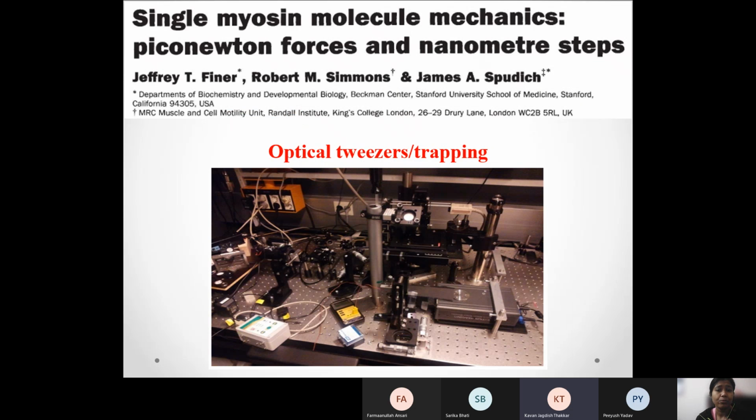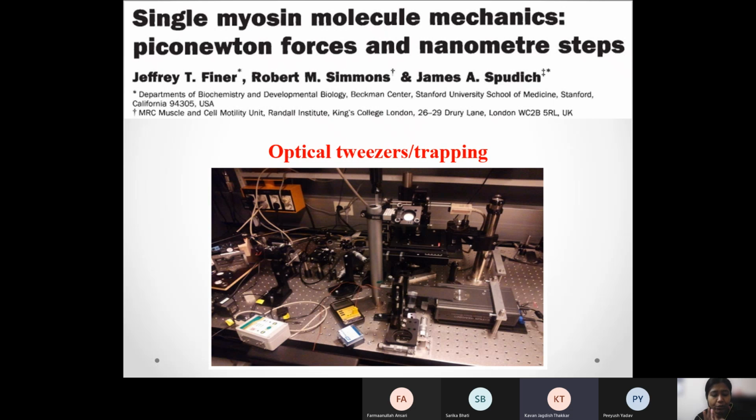Now in comes a person who was studying motors, biological motors, and he decided that we should be using something to actually measure, quantitatively measure, what kind of forces are acting on these biological motors, or what kind of forces are exerted by these biological motors. So James Pudick went ahead and used these optical tweezers to understand the properties of these motors. So here is a small setup of an optical trap or optical tweezer.